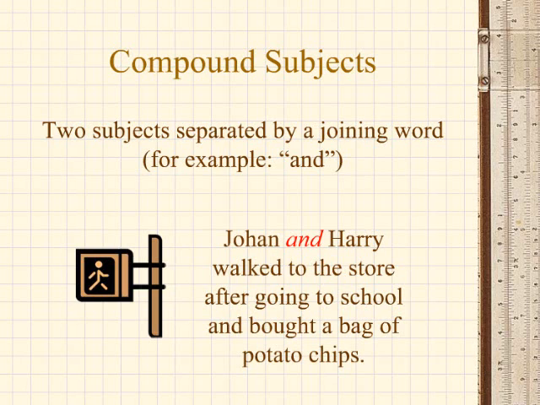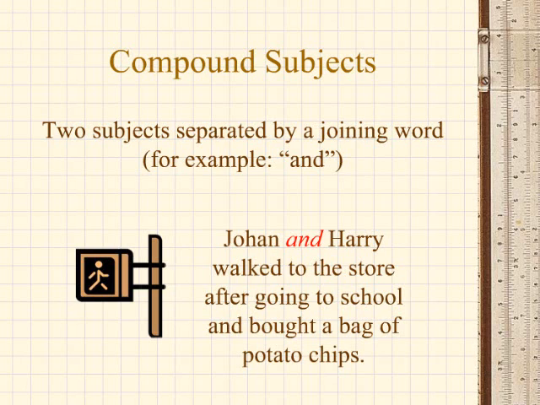When we work with compound subjects, we take a plural form of the verb, as we did in the above subject. Johan and Harry walked to the store to buy a bag of potato chips. Had we said Johan and Harry walks to the store to buys a bag of potato chips, our subject would not agree with our verb. There's one variation of this I'd like to present to you.